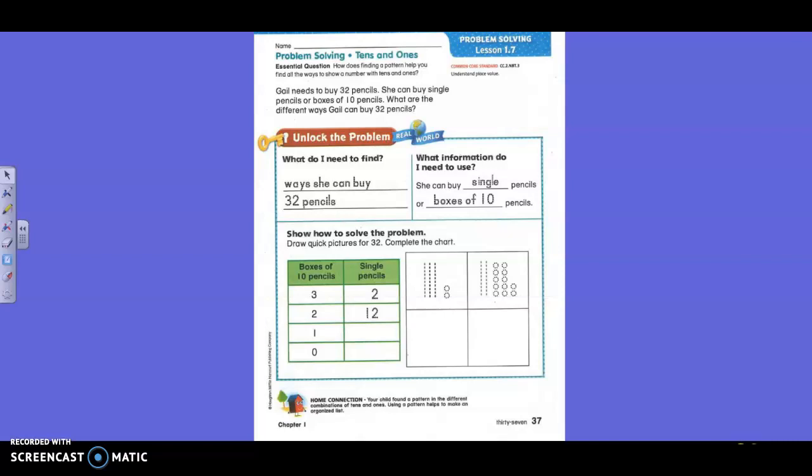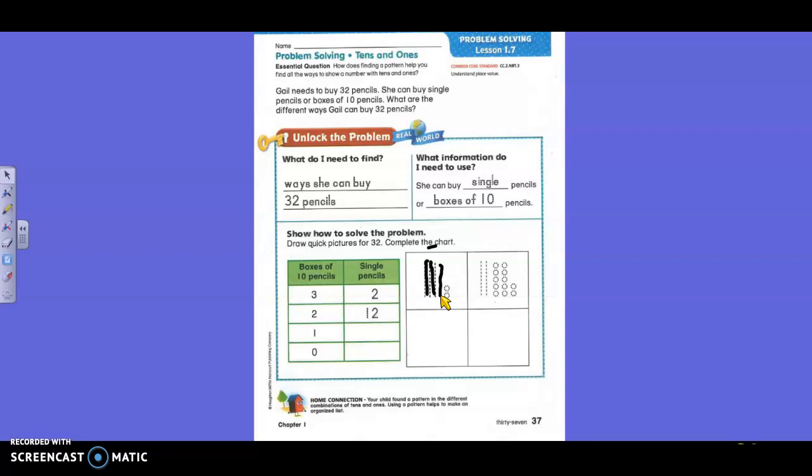Okay, they said draw quick pictures for 32. Complete the chart. They already said that you could buy 3 boxes for 32, 3 boxes of 10s. Okay? If you bought, this is the picture for that. If you bought 3 10s, how many ones would you need for 32? Just 2 ones. So they already did that for you, boys and girls.